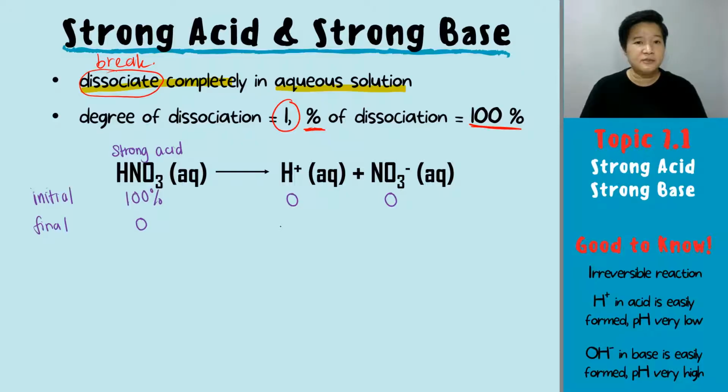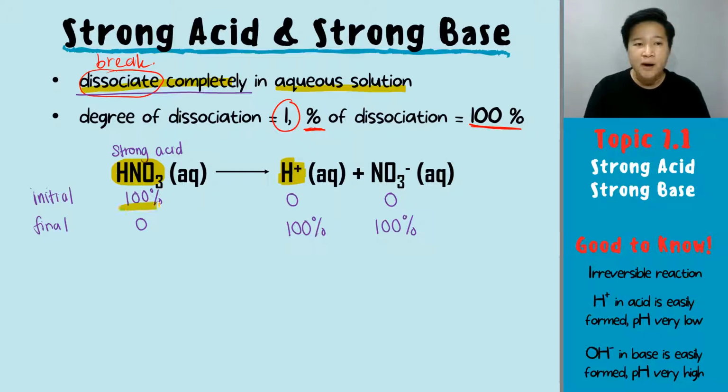Why my strong acid will be 0? Because it will dissociate completely. So everything that the strong acid have will then become the product. I will then have 100% of the H+ and 100% of the NO3-. So the one that I want you to pay attention is the HNO3 will dissociate completely and form 100% of it. Can you see that? Okay? Simple. And that is what we mean by completely dissociate. It will break 100% and the final will become 0.